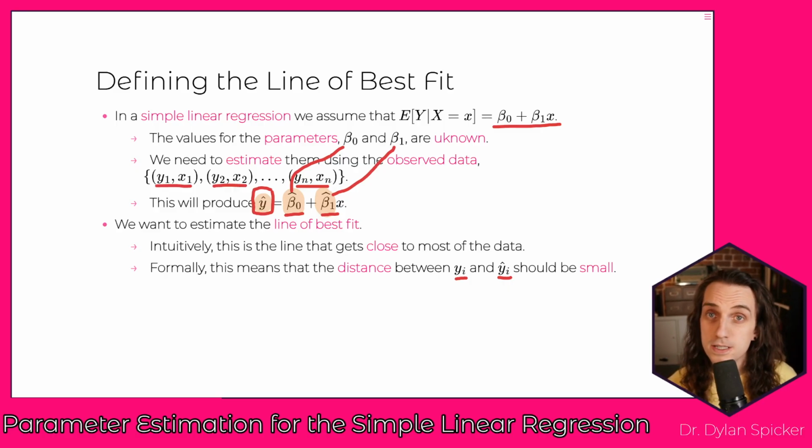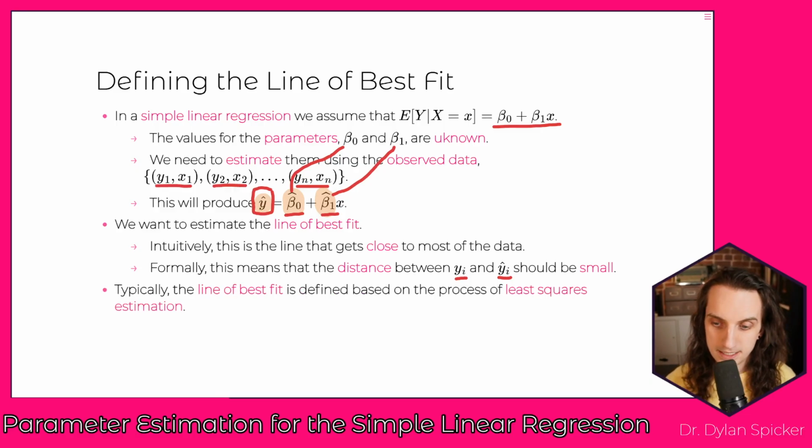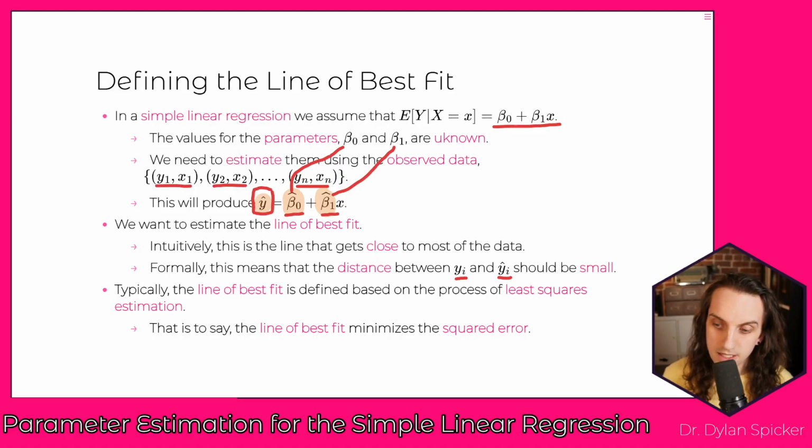Those distances should be small between those 2 points. Okay? The line of best fit is going to be defined based on what we call the process of least squares estimation. It's not the only way to estimate our regression line, but it is the most common way. Okay? And least squares regression is going to give us a procedure that's going to define specifically what we mean by the best possible line.